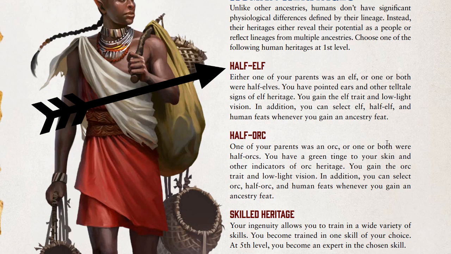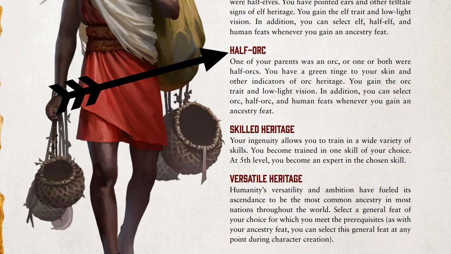I will not cover the elf feats in this video because I do so in my elves video. Check it out in the card. That is pretty much it for the half-elf heritage. The half-orc heritage is almost identical to the half-elf heritage, except instead of choosing from elf, half-elf, and the feats available to their ancestry, they get to choose from orc, half-orc, and the feats available to their ancestry, of course. They get low light vision just like half-elves do. I will not cover the orc feats in this video. I will cover them in a future video.